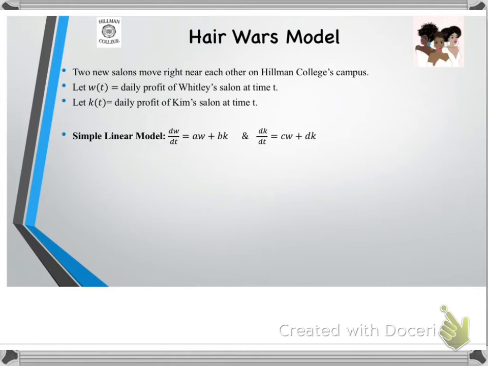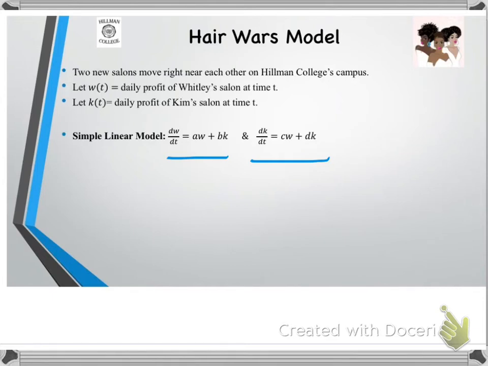So we just start with this simple linear model. Again, W is Whitley's daily profits at the salon, and K is Kim's daily profits at the salon. And so notice that the rate of change of their profits depends on both Whitley and Kim's daily profit and nothing else, right? There are no other factors that we're considering, so we can call this a simple linear model.